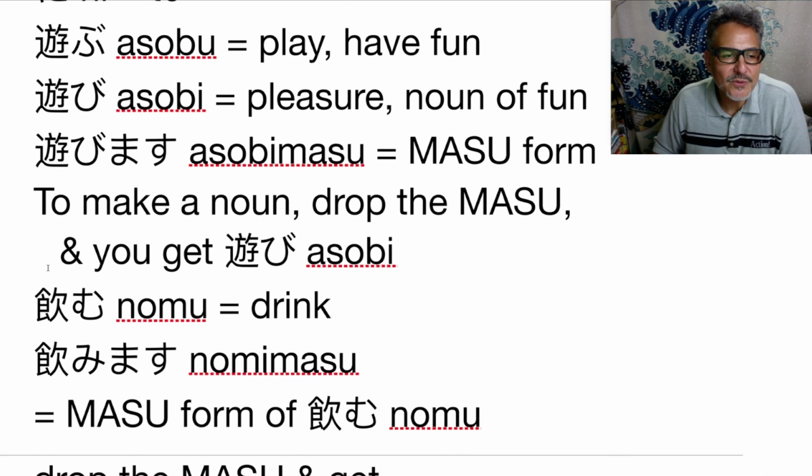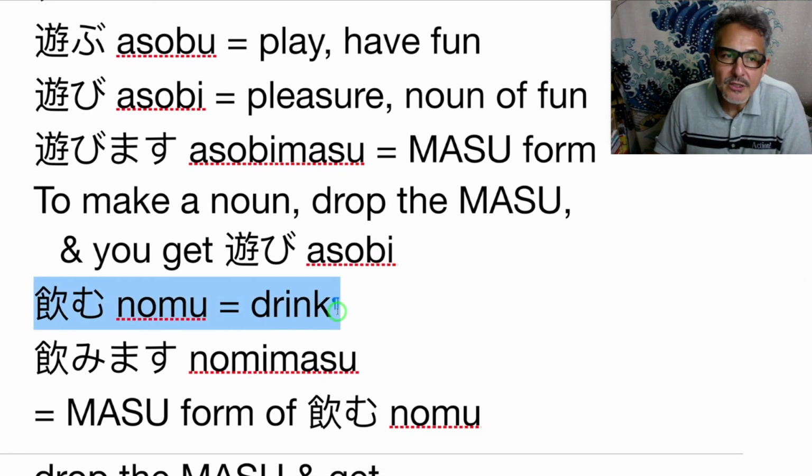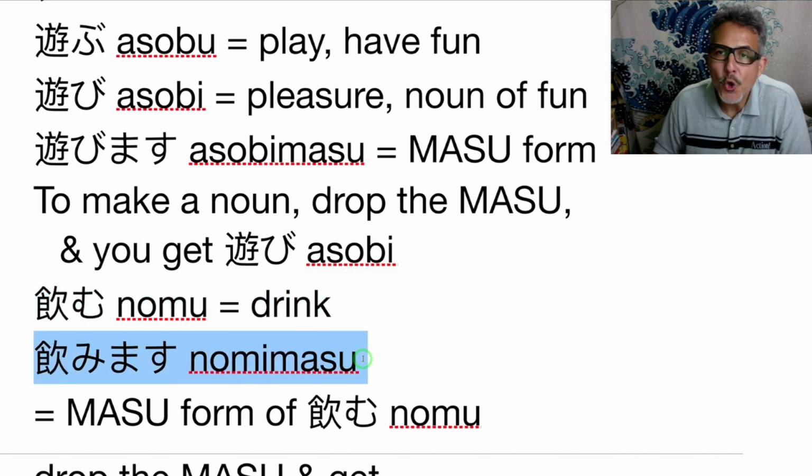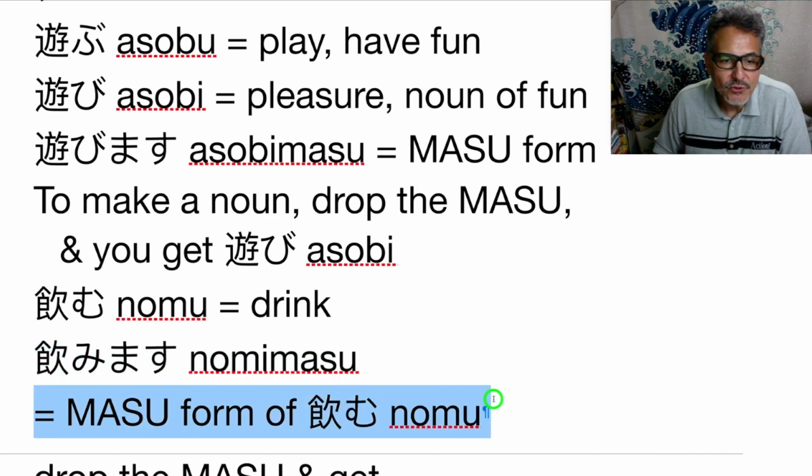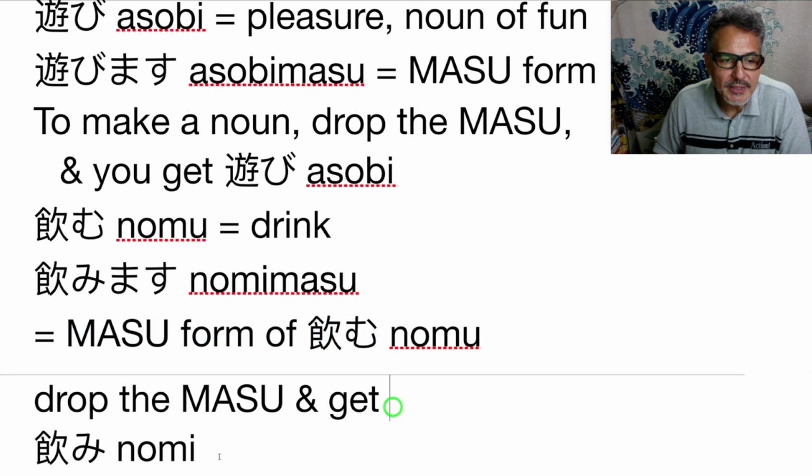Let's do it again just for practice. Nomu is drink, a good verb to know. Nomu. So then the masu form is nomimasu. Nomimasu. Right? Drop the masu and get nomi. There you go.